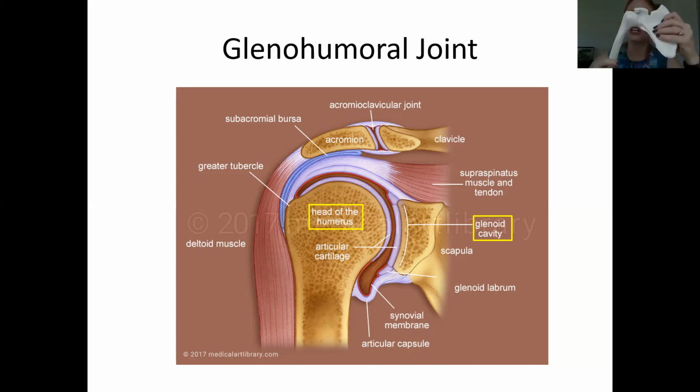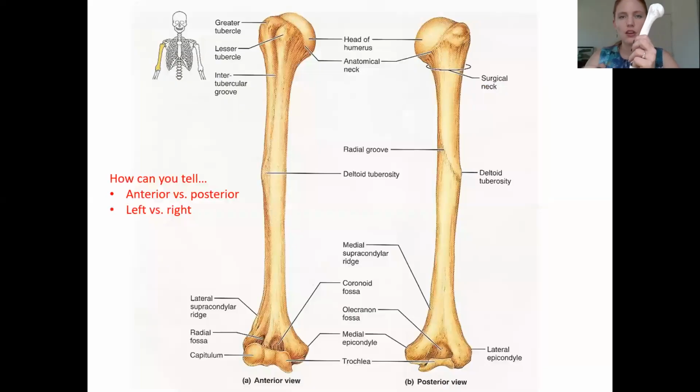Your shoulder is the most movable joint on your body. So there is the glenohumeral joint, which is basically your shoulder joint: the glenoid cavity here on the scapula and the head of the humerus there. Looking at the humerus here, you have the head on the proximal end, the end that is going to be connected to the scapula there.